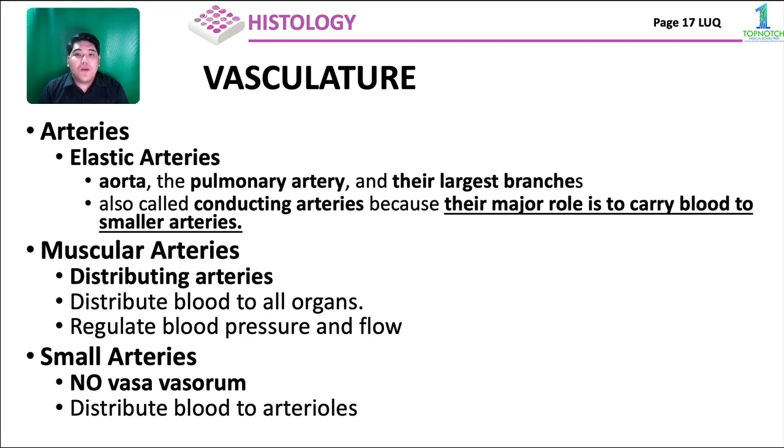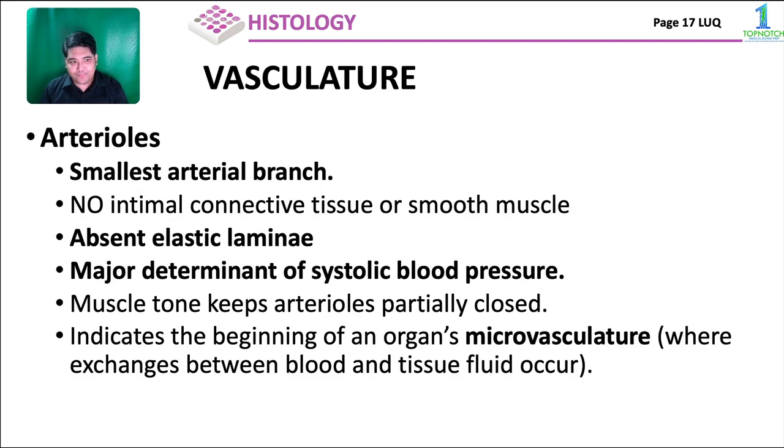Next to that, we have your muscular arteries. These are also known as your distributing arteries because they distribute blood to all organs and they regulate the blood pressure and flow. And then your small arteries, they don't have vasa vasorum because yung diffusion ng oxygen and nutrients sa sobrang nipis naman ng mga arteries na yun, nakakapag-diffuse na. Alright? Thicker and larger vessels lang yung merong mga vasa vasorum.